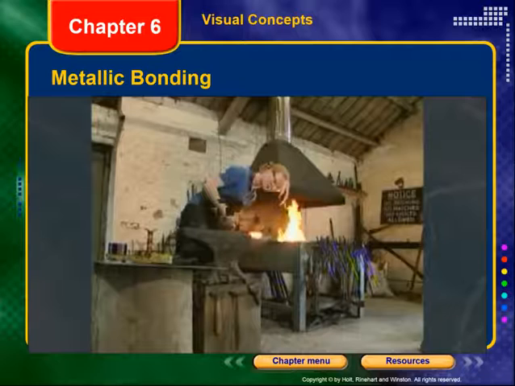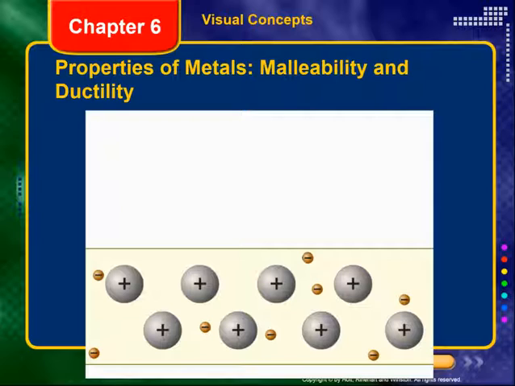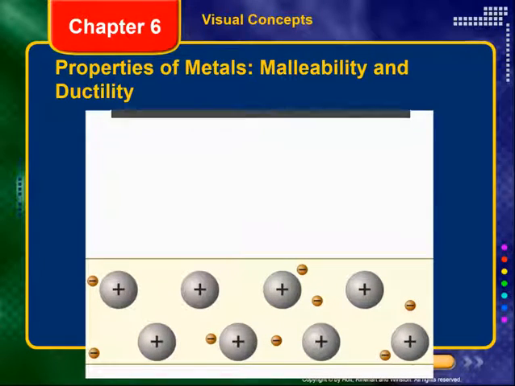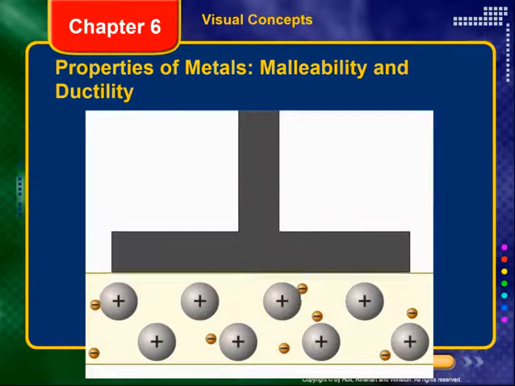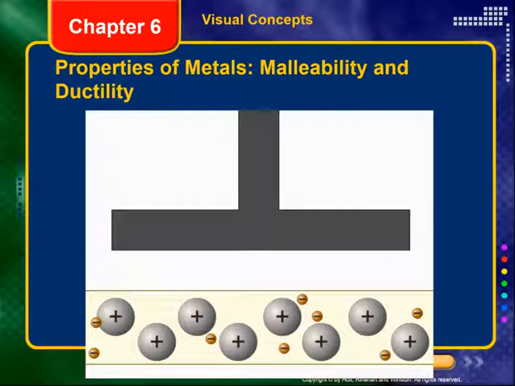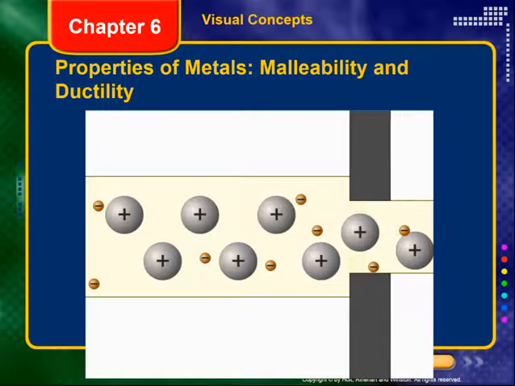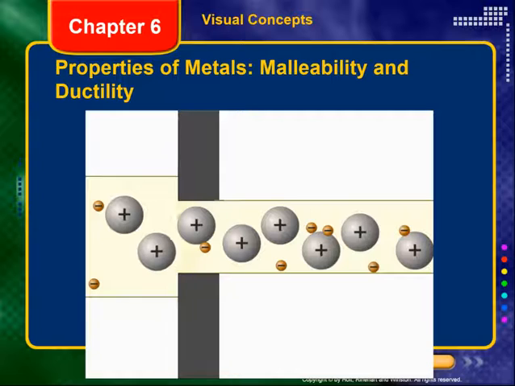So let's use that idea of the sea of electrons to describe the two properties of metals we've already defined, malleability and ductility. As a quick reminder, malleability is the ability to hammer or flatten metal into a sheet, whereas ductility is the ability to draw that metal into a wire. The malleability and ductility of metals are possible because metallic bonding is the same in all directions throughout the solid. When a piece of metal is hammered, one plane of atoms in a metal can slide past another without encountering any resistance or breaking any bonds. When a piece of metal is drawn or squeezed, the atoms slide past each other without breaking bonds.